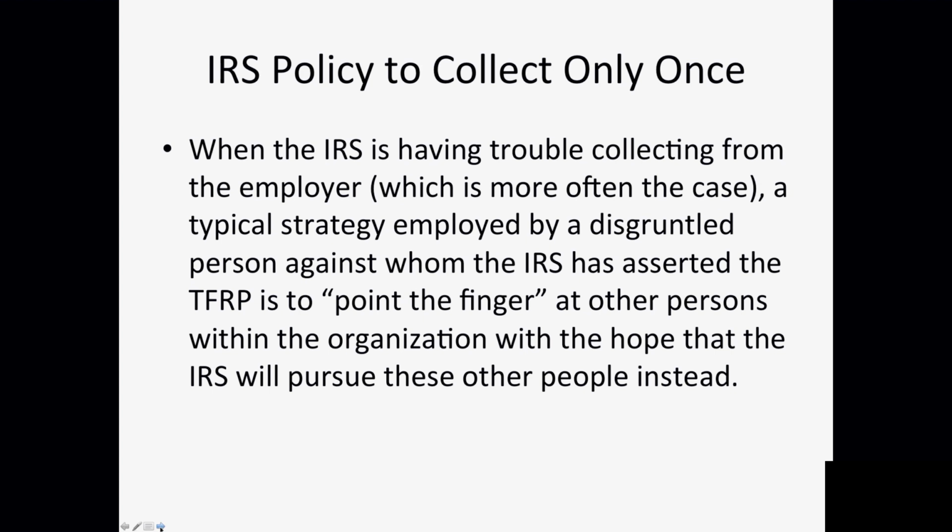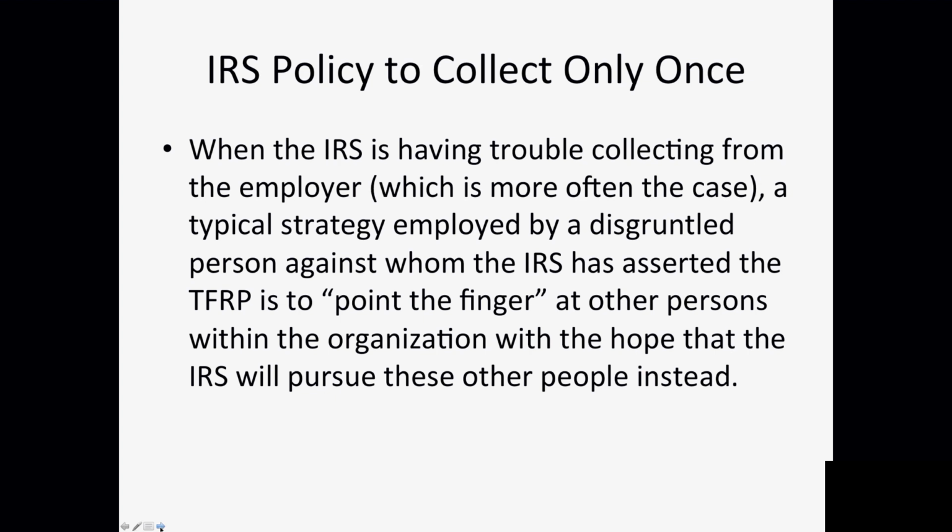When the IRS is having trouble collecting from the employer, a typical strategy employed by a disgruntled person against whom the IRS has asserted the penalty is to point the finger and, in this sense, become a whistleblower of sorts at other people within the organization with the hope that the IRS will pursue these other people instead. So basically, the responsible person isn't happy that they've been given that title and are on the hook for the penalty. So they may first go to the employer itself and ask the employer to pay the amount.